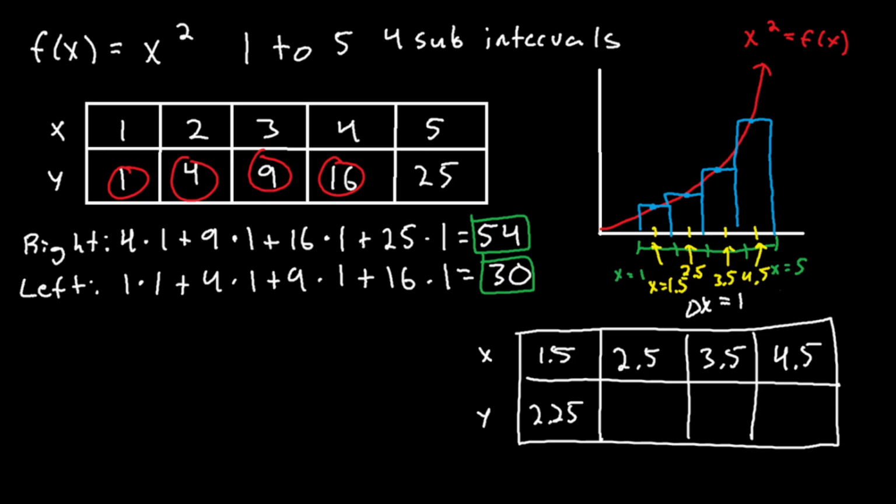2.25, 2.5 squared, 6.25, 3.5 squared, 12.25, 4.5 squared, 20.25.